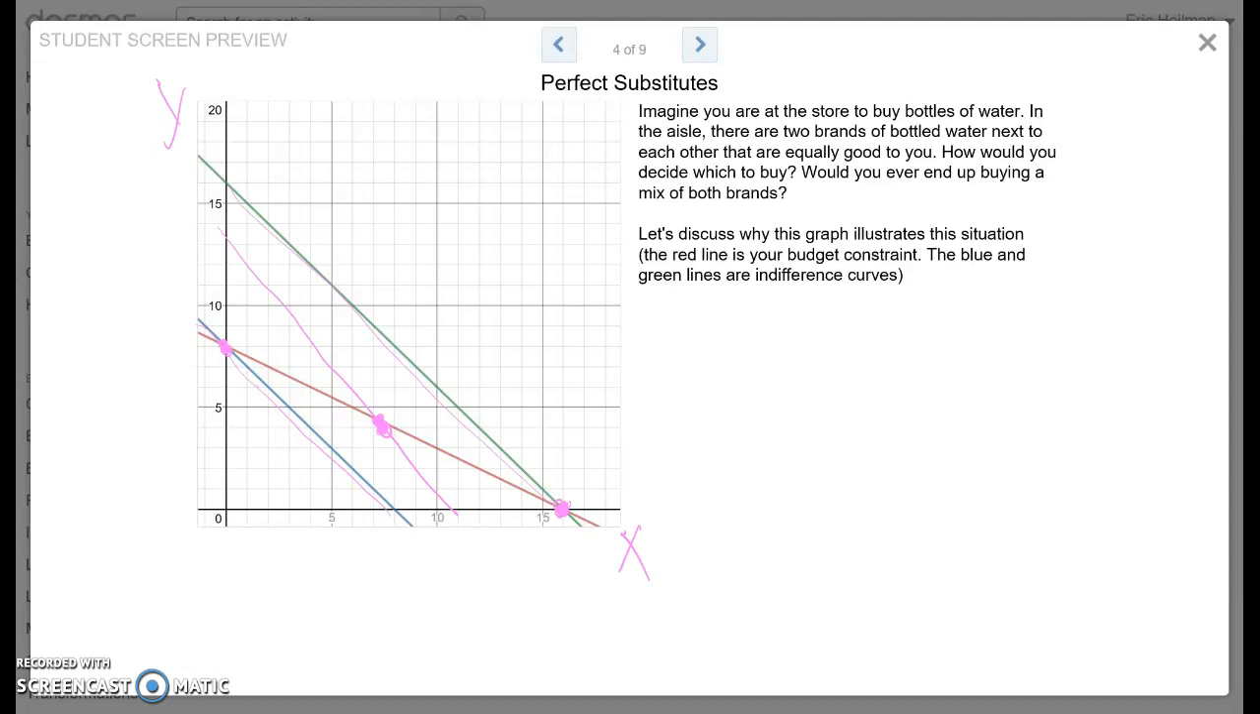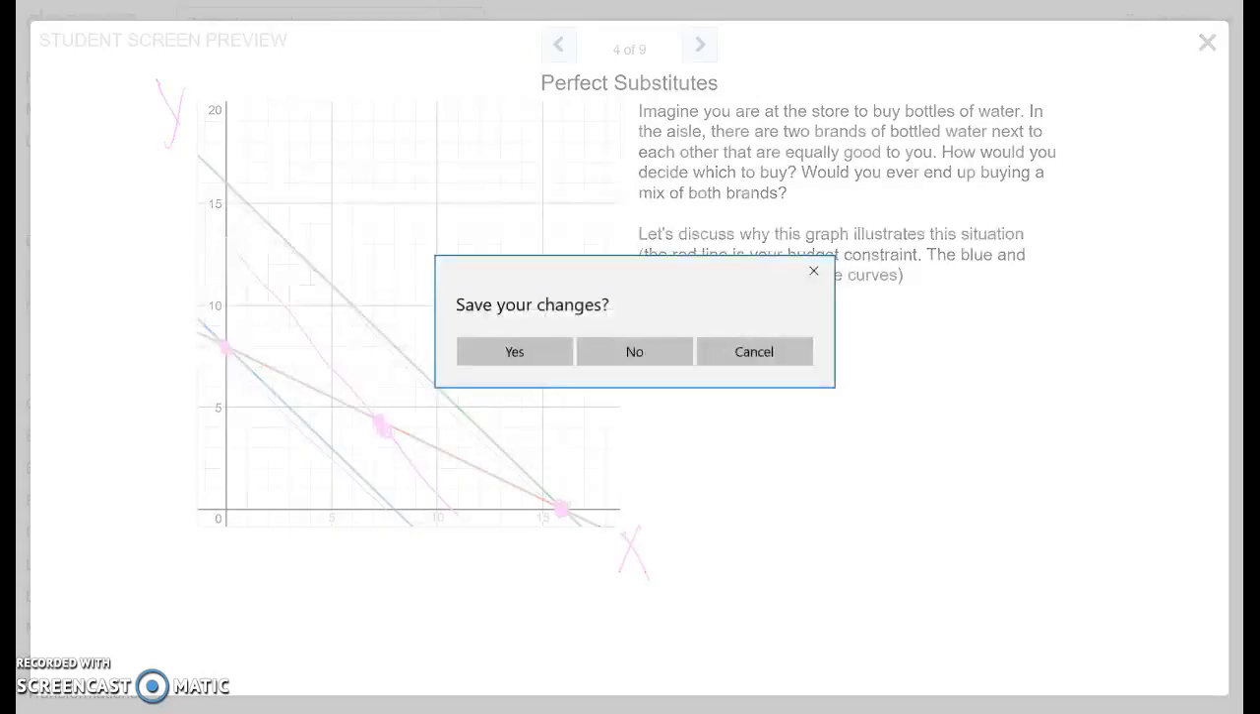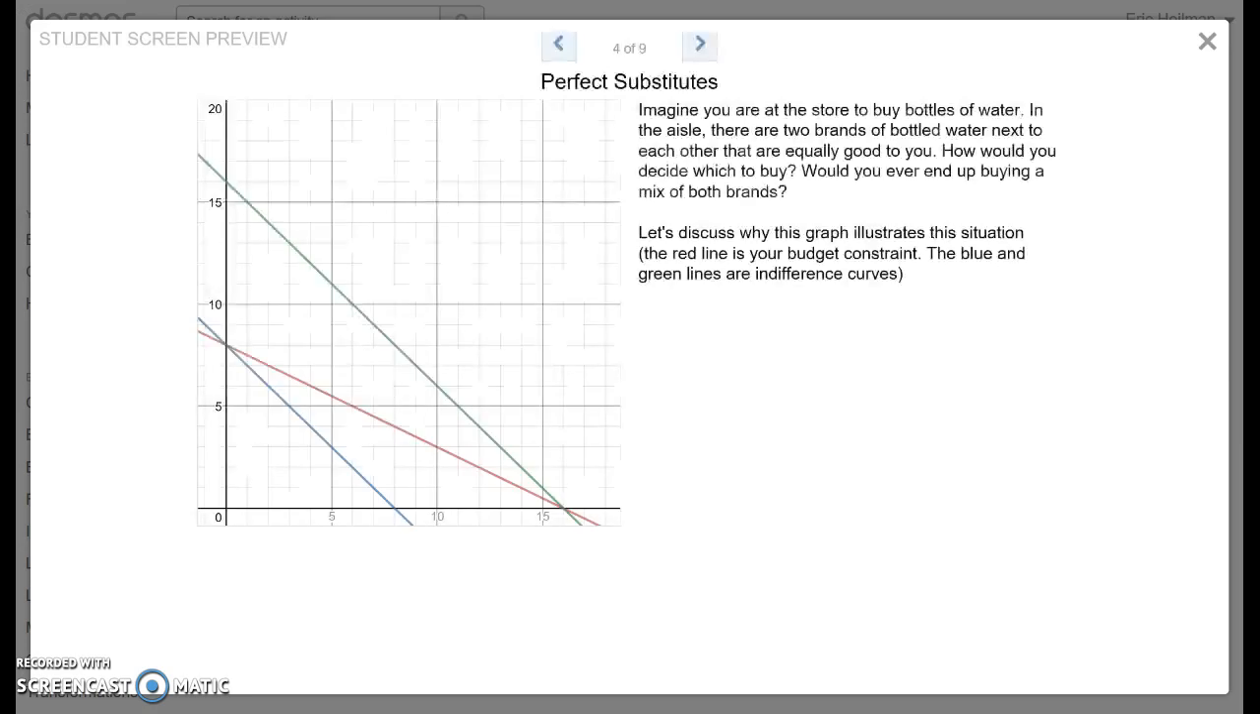In order for you to switch brands, what would have to happen is that the price of brand Y would have to go down until it's cheaper than brand X. And then once that happened, you would buy only brand Y. All right. So the definition for substitutes is similar to complements.